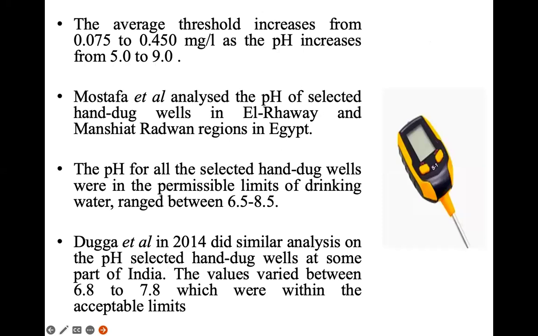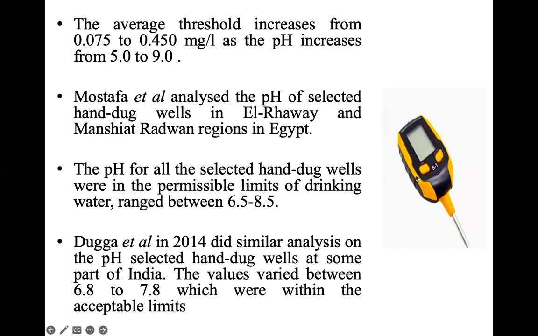Now, there are different probes, as you can see, that are used to measure the temperature and pH. And these days, there are even multi-purpose probes. And in these multi-purpose probes, they can measure pH, salinity, temperature, conductivity at the same time.